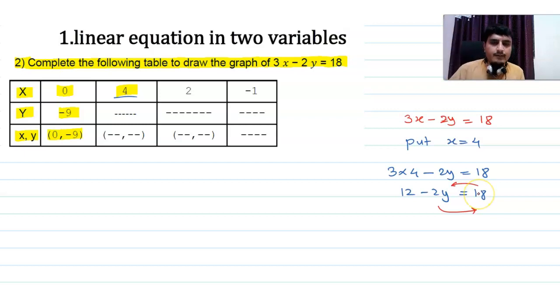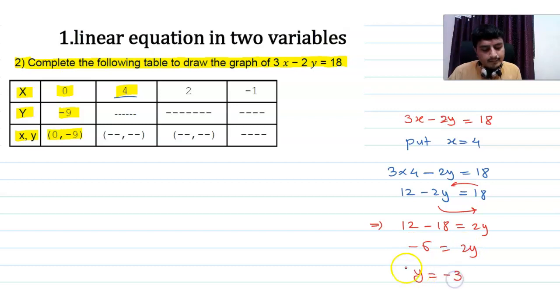So shift that 18 from RHS to LHS, so that we get 12 as it is, plus 18 becomes minus 18, equals minus 2y becomes plus 2y. 12 minus 18 is minus 6, which equals 2y. Divide both sides by 2, and we get the value of y as minus 3. So let's try to fill the table.